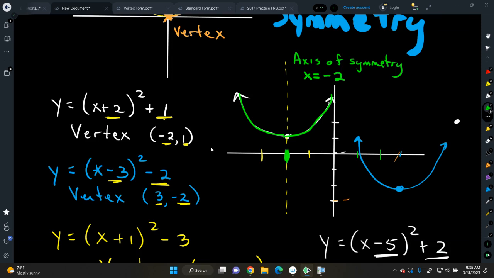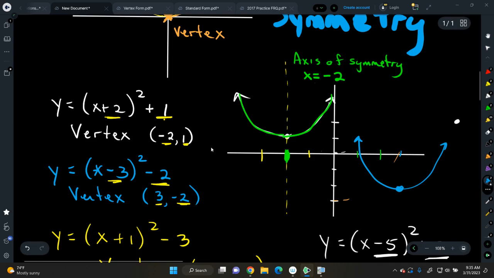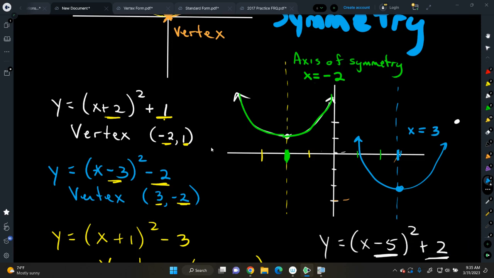Look at the blue one. Okay, here's my axis of symmetry. This is going to be x equals, well, where does it go through the x-axis? 3. That's the axis of symmetry.